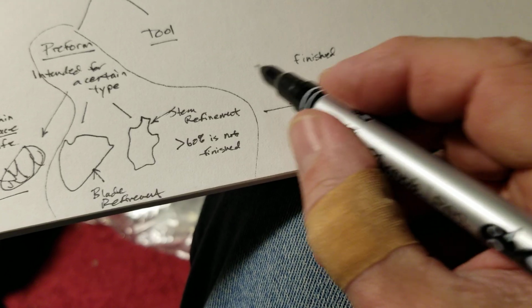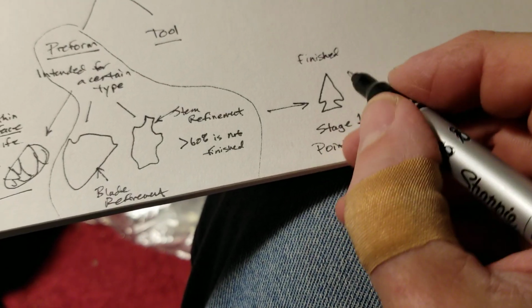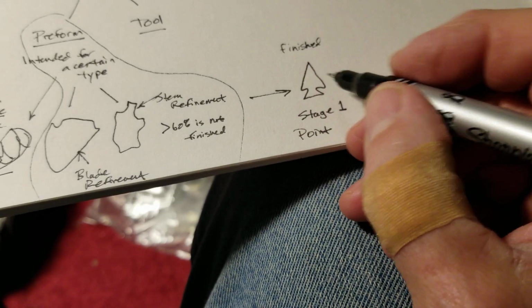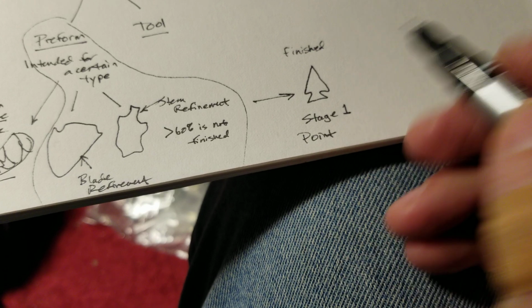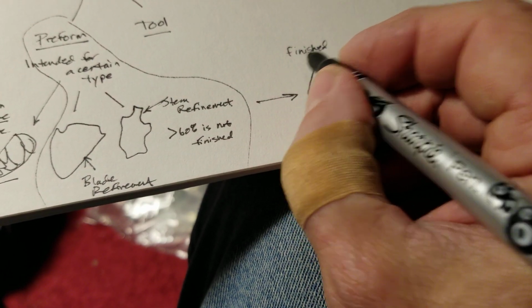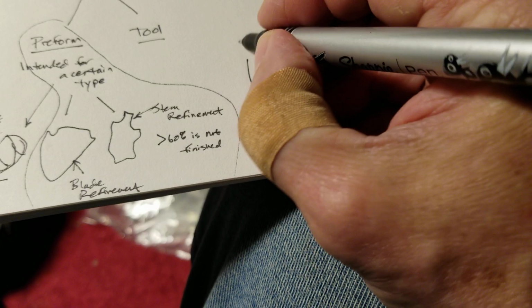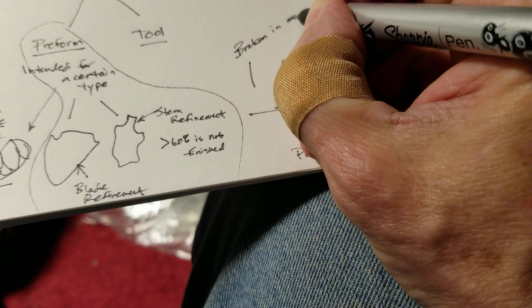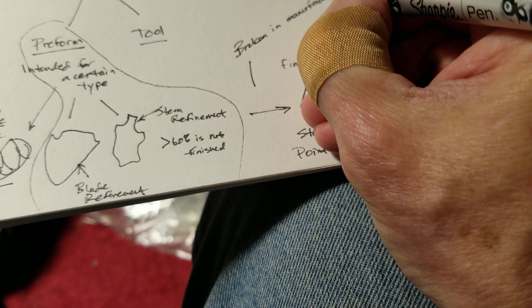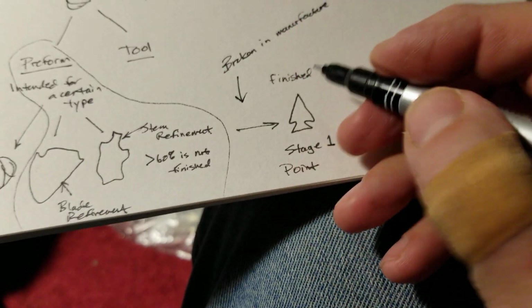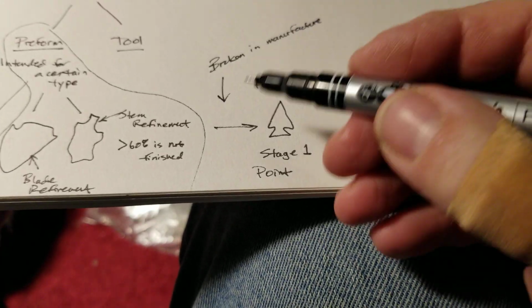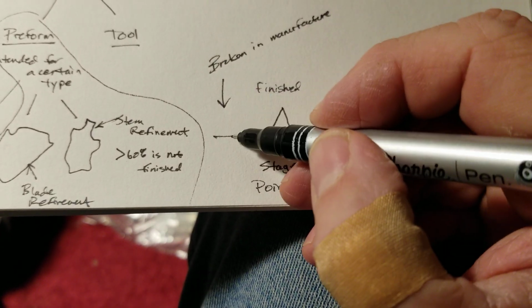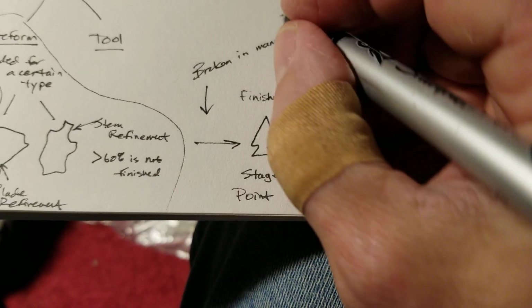There's a lot of work between here, right? But I'm just going to skip all this work in between because we don't really categorize all this stuff in here. It's either a preform or it's finished. In this category, we're going to sneak in broken in manufacture. A lot of these pieces I'm going to be showing, a lot of the artifacts, they stop being something right here. They're broken in manufacture and discarded.